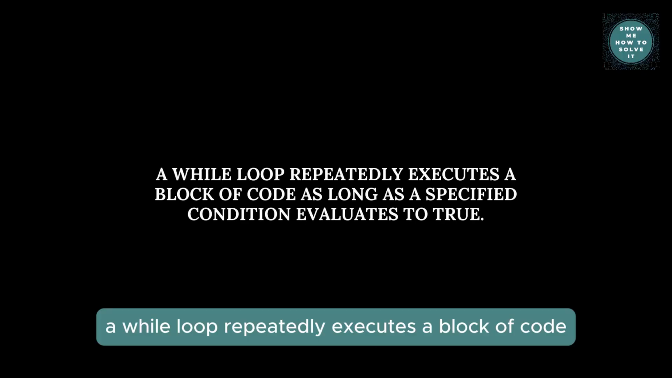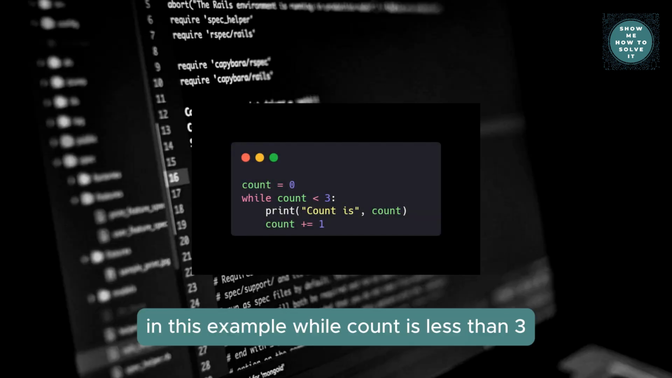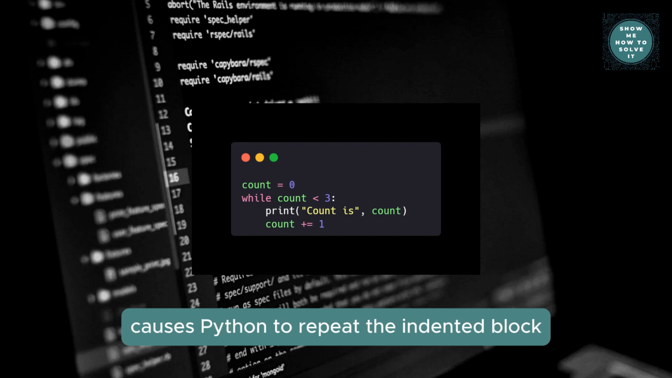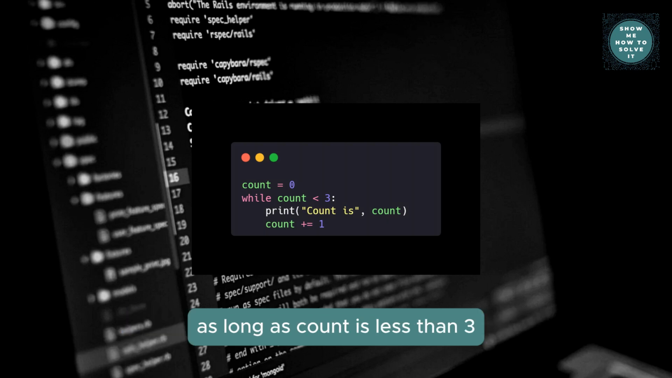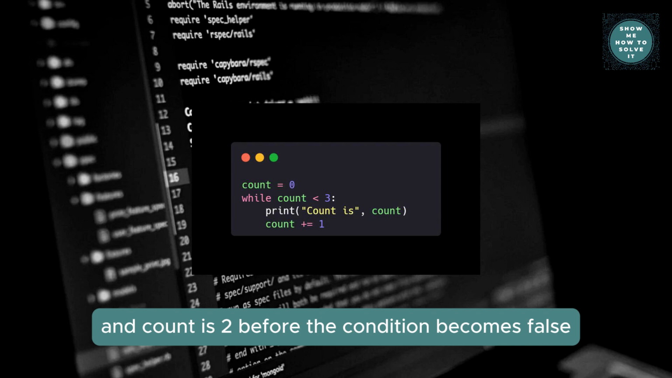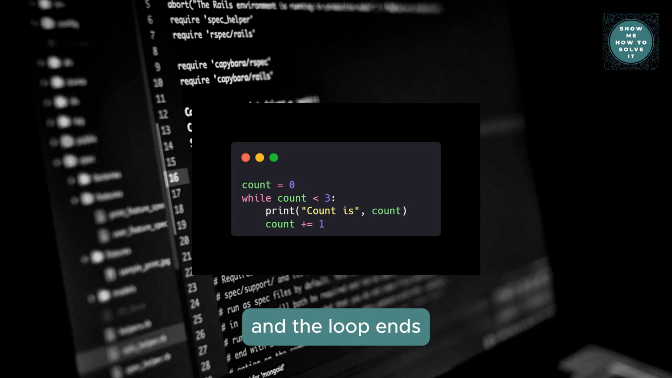A while loop repeatedly executes a block of code as long as a specified condition evaluates to true. In this example, while count is less than 3 causes Python to repeat the indented block as long as count is less than 3, printing count is 0, then count is 1 and count is 2, before the condition becomes false and the loop ends.